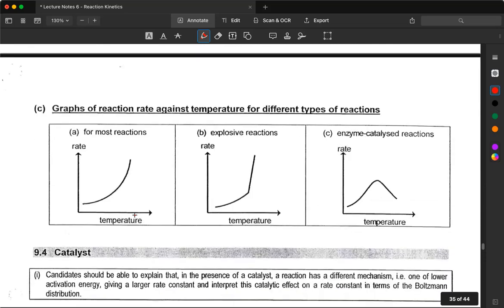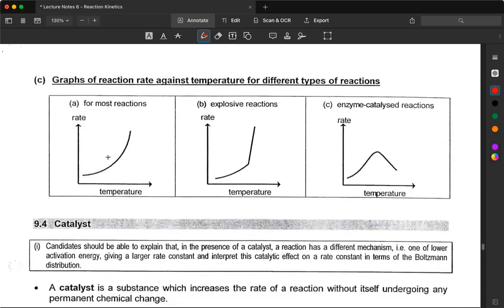So if we look at the graph of reaction rate against temperature for different types of reaction, as temperature increases, the rate should increase exponentially. Explosive will be not so fast, but starting very fast because you need some time. You need a spark to initiate. Enzyme catalyzed will be like this. We'll talk about that later.